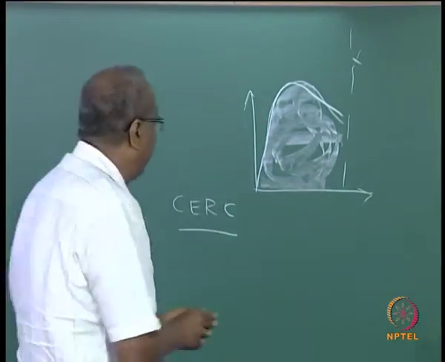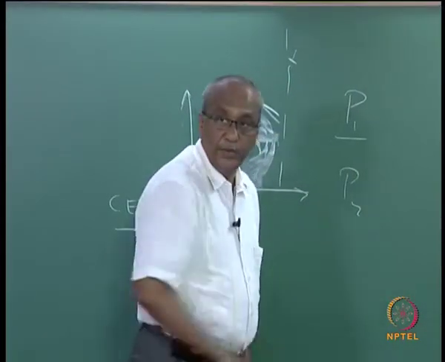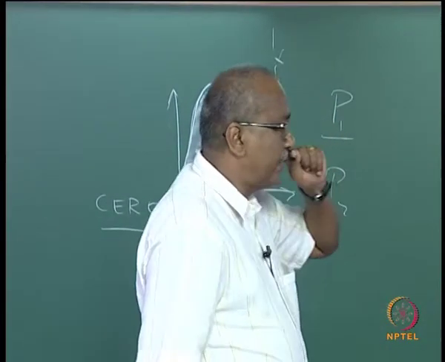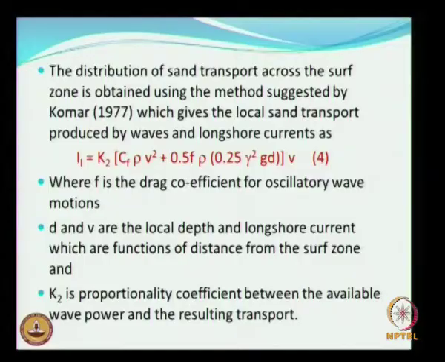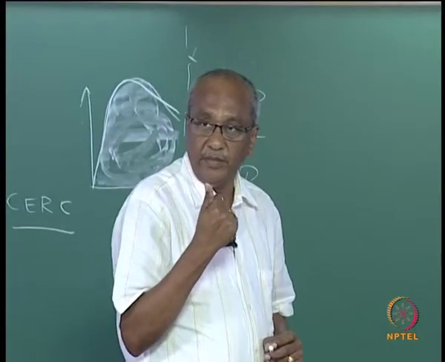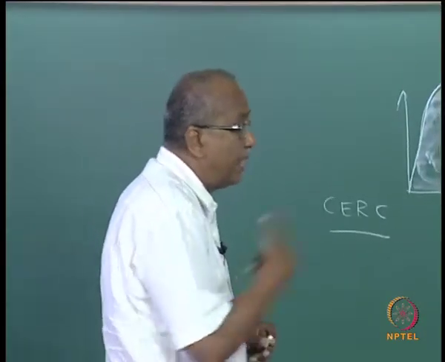You remember it involved a number of parameters like p1, p2, etc., a etc., which we saw yesterday. And k2 is a proportionality constant between the available power and the resulting transport, which was similar to what we had done earlier under the energy flux method. Unlike the solution to the longshore current velocity, equation 2 gives the maximum current velocity, which can be used to obtain currents even beyond the surf width.